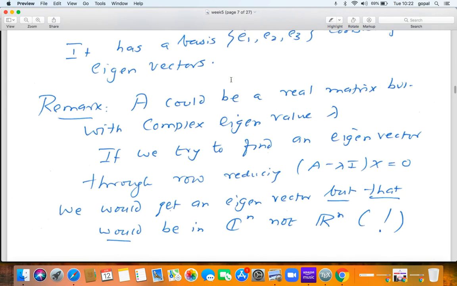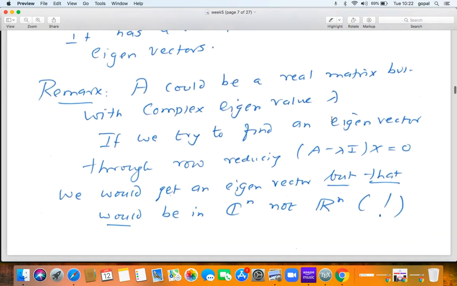Remark: it could happen that A is a real matrix, and we have a complex eigenvalue. You've got a real matrix like cos theta, minus sin theta, sin theta, cos theta. So the eigenvalue is complex, and you forcibly try to find the eigenvector. You're trying to solve the equation (A minus lambda I) x equal to 0. You keep performing row operations, and you can do it. Your procedure will go through and you will get an eigenvector, but that eigenvector will be a complex vector. Obviously, it will not be a real vector.